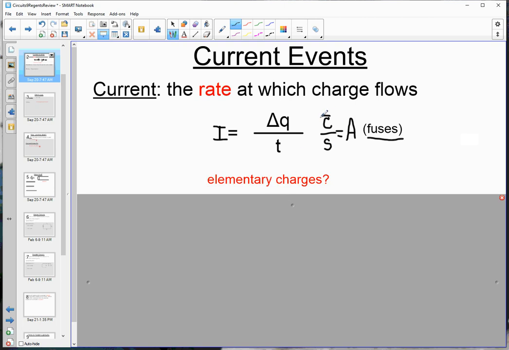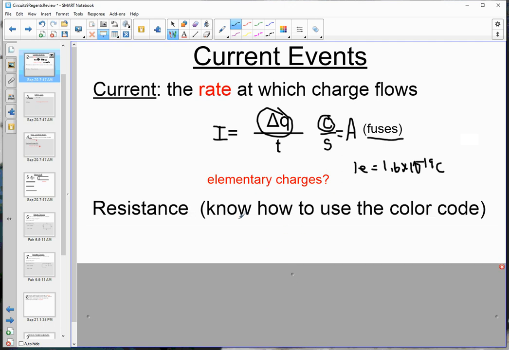If the question writer doesn't give you coulombs for the delta Q, what if they give you a number of electrons? Well, your antenna needs to go up at that point, and you need to do a little conversion. On the front page of the reference table, it tells you that one elementary charge is equivalent to 1.6 times 10 to the negative 19th coulombs. So you can convert to coulombs even if you're given elementary charges.